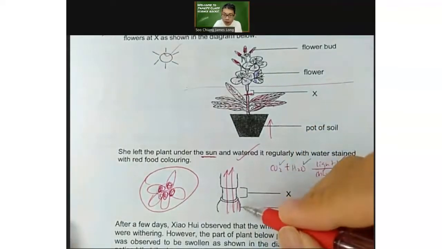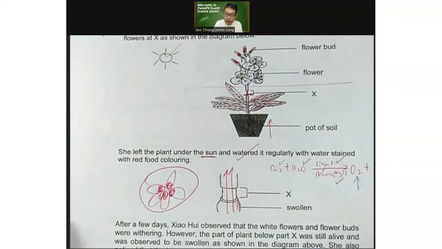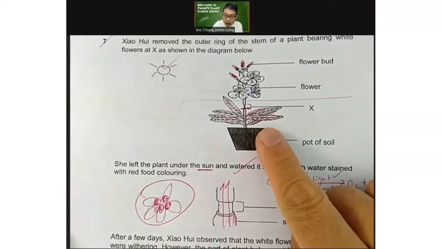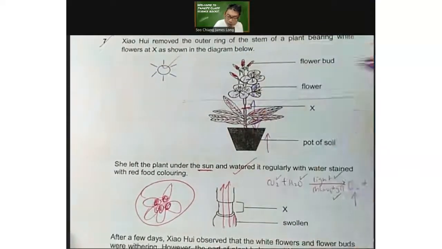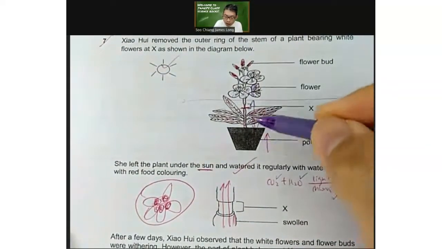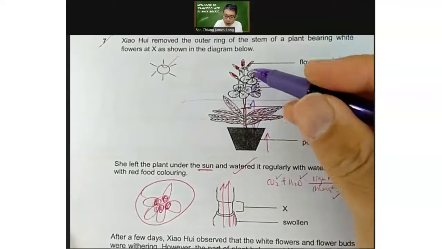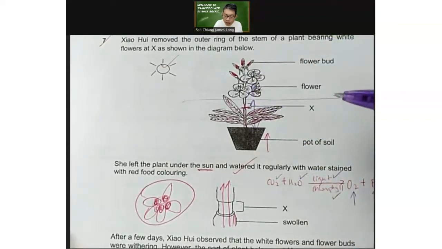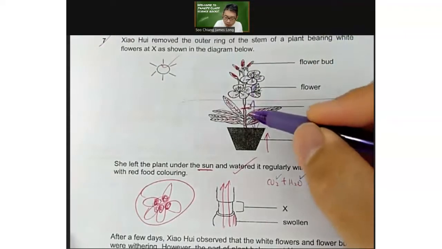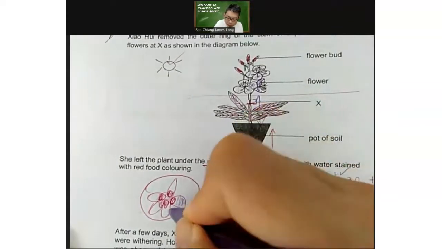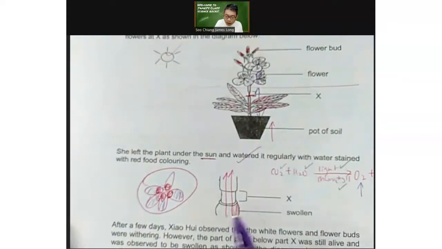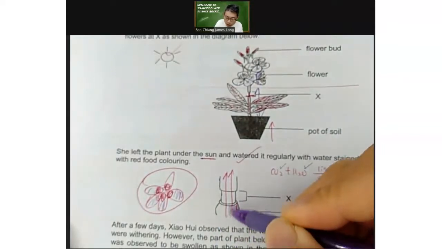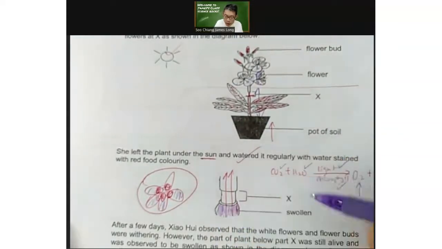But why is it swollen? Because food is also coming up this very strange plant, right? The leaves are at the bottom. So the food made will be going in both directions, going up and going down. Down to the roots, up to the flowers and to the flower buds. So I think here what's happening is the purple part will be the food carrying tube, and there's a part being stripped off. So that's why the food is being accumulated here. The food cannot go past X.